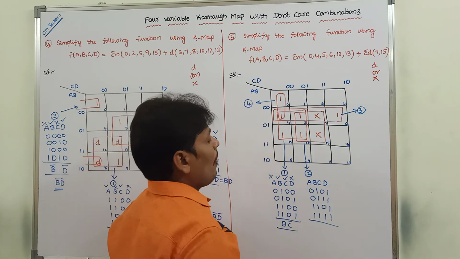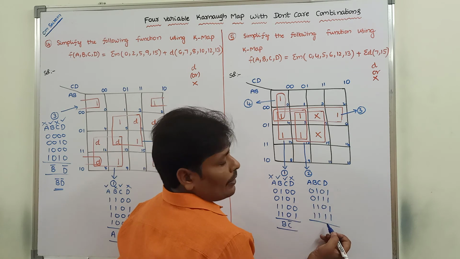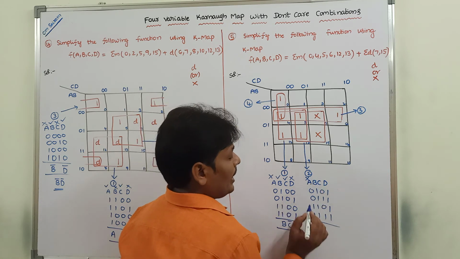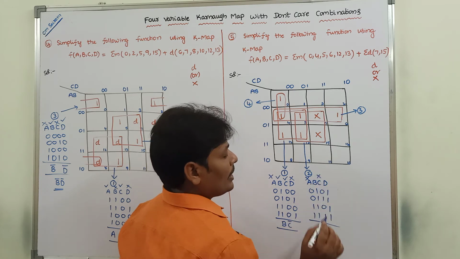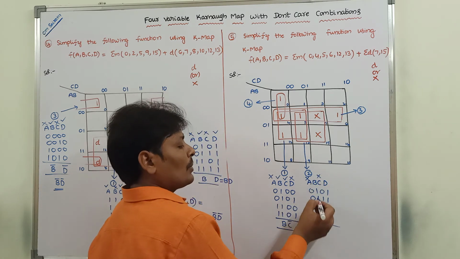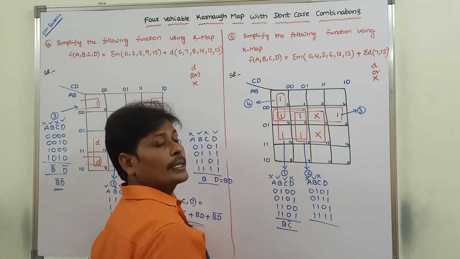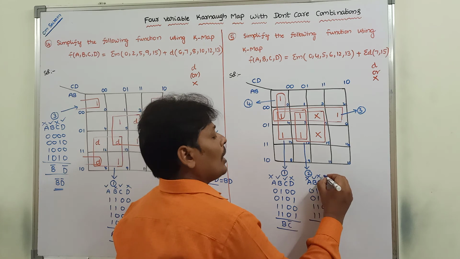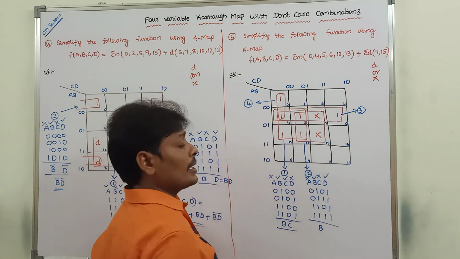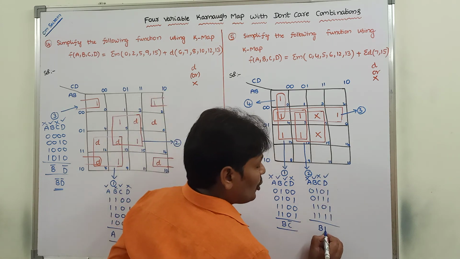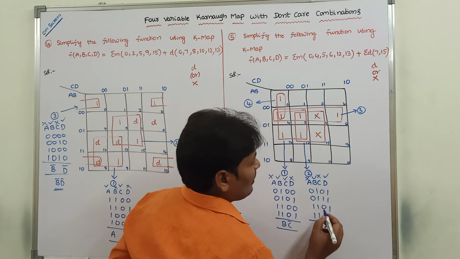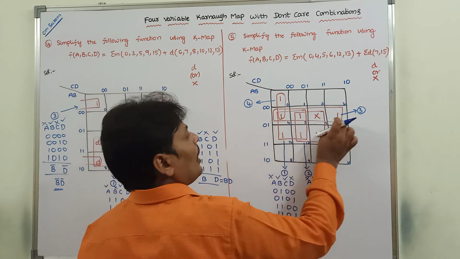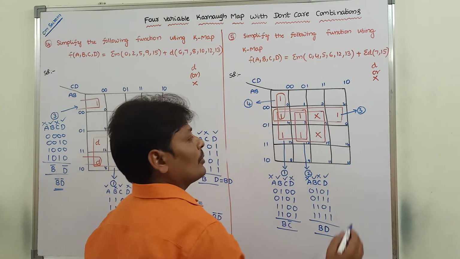Okay, so any column contains a combination of zeros and ones, we have to ignore that column. A column is ignored and the C column is ignored. B column contains only ones, we have to consider that column. In that column B value 1 means B. D column contains only ones, we have to consider that column. In that column D value 1 means D. So what is the minimal expression we are getting? BD.